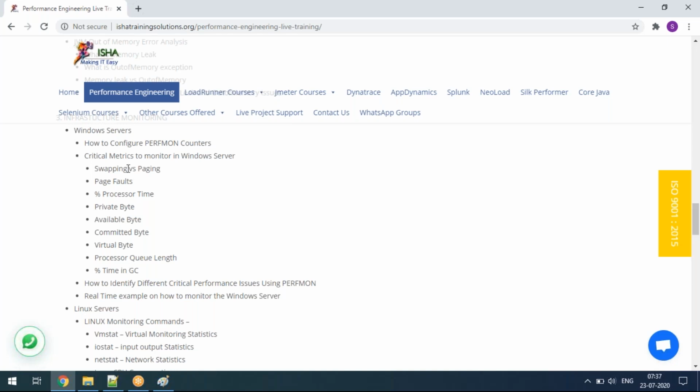Can anybody in this forum say what is swapping and what is paging? Any idea, guys, what is swapping and what is paging?